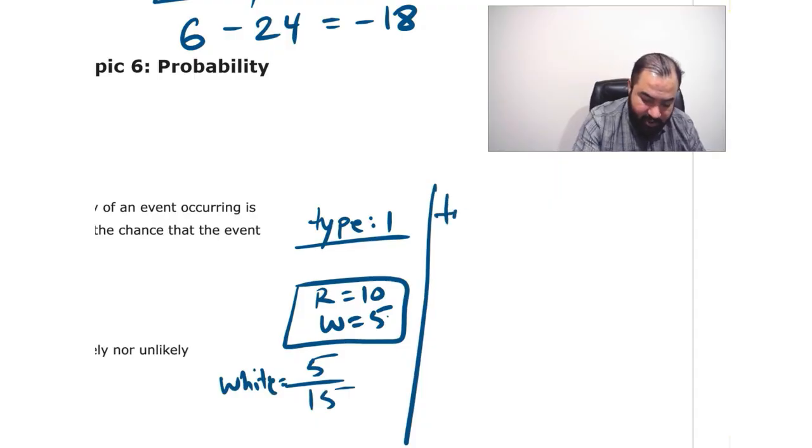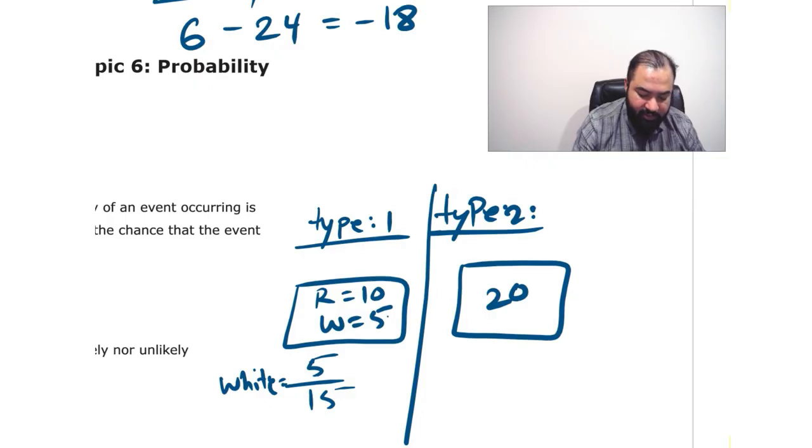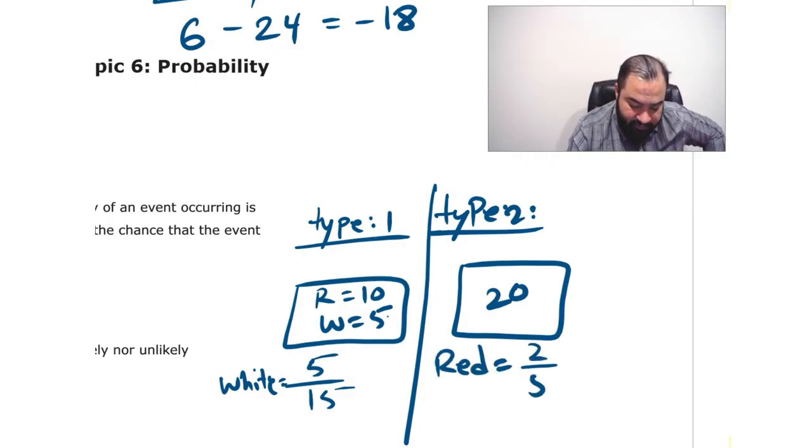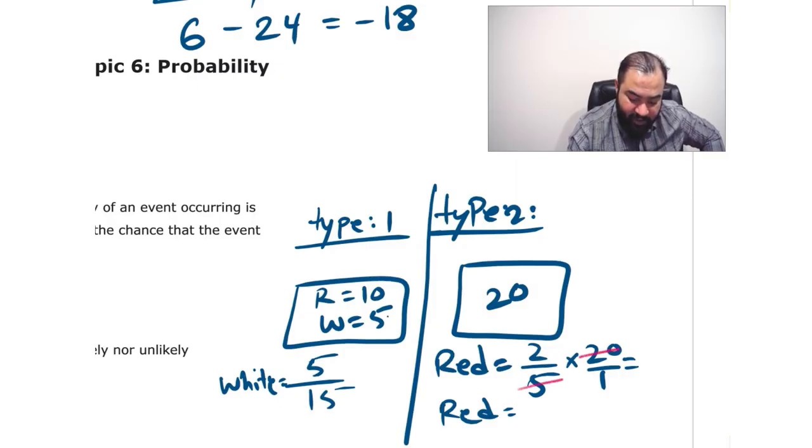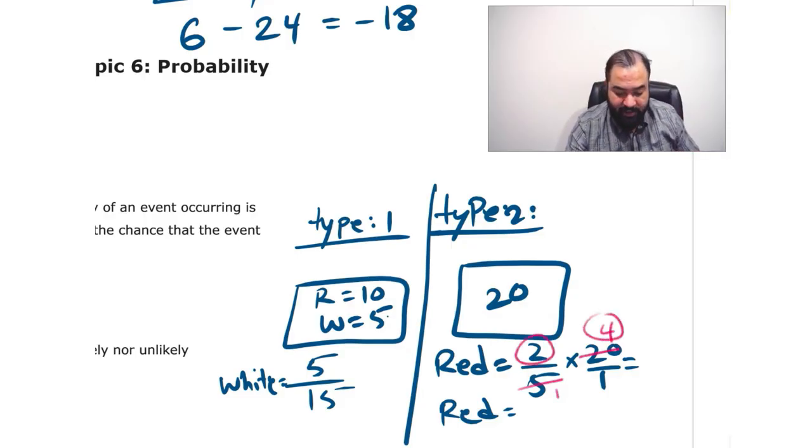That's type 1. Now type 2, they will give you, let's say in a box, there are total 20 marbles. And they will say red is 2/5. So how many red is there? You just multiply this 2/5 with the total 20 over 1. That gives you the answer. Remember I showed you how to simplify, of course. Simplify 5 with 20, right? Get a 1 and a 4. Can I simplify 2 and 4? No, because they are both numerators. So we just multiply these 2. 4 times 2, 8. So total 8 reds. So that's the second type.